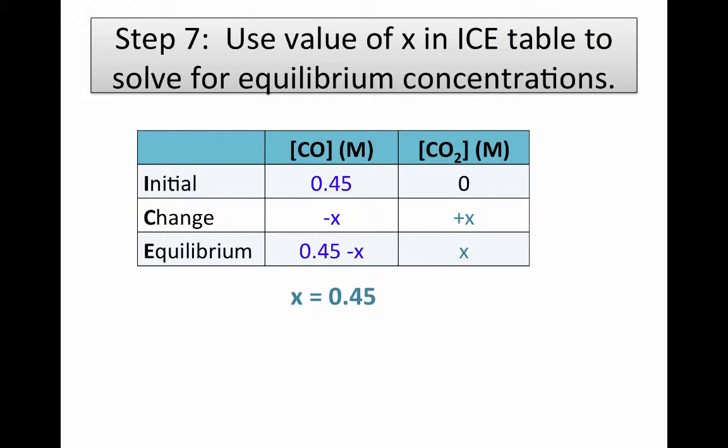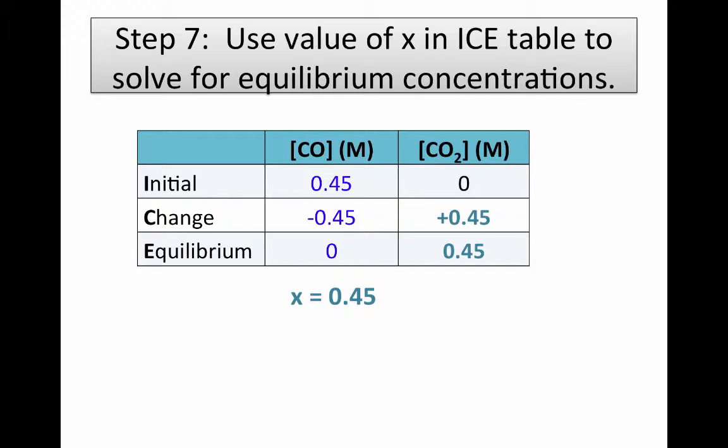Now we move on to step 7. We have our value of x equals 0.45, and we're going to use that to solve for equilibrium concentration. So here is our original ICE table, and we're going to take this value of x, 0.45, and plug it into the table. So let's look at carbon monoxide first. x is 0.45. Equilibrium is 0.45 minus 0.45, so then that obviously means 0. There will be none left at the end of the reaction. Now let's look at carbon dioxide. The change was plus x, plus 0.45, and that carries through to equilibrium, and we get an equilibrium concentration of 0.45 molar.